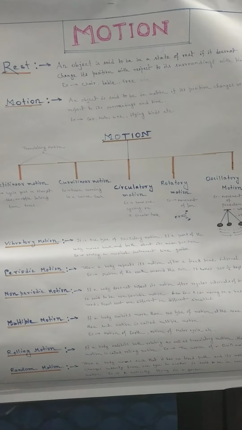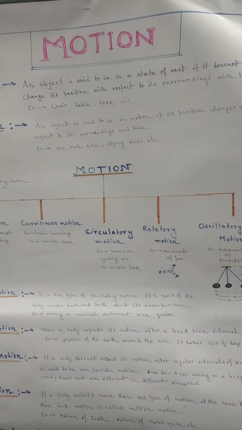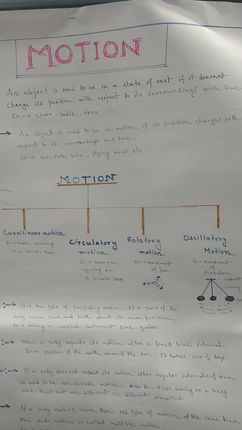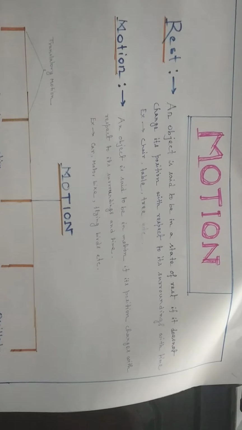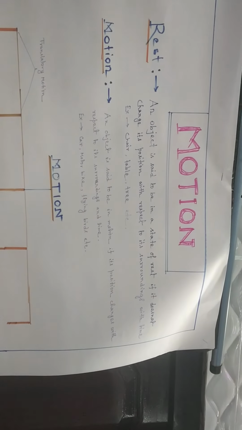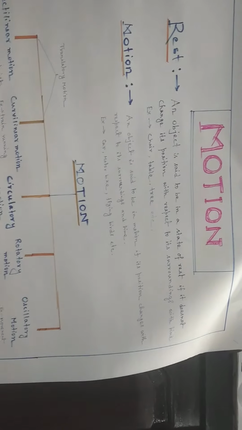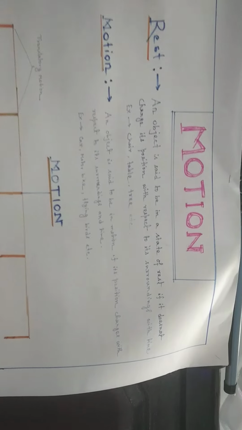You know that an object is said to be in a state of rest if it does not change its position with respect to its surrounding with time. If any object does not change its position with respect to its surrounding with time, then you can say that object is in rest position. Like chair, table, tree, they do not change their position with respect to their surrounding and time, so they are in rest position.